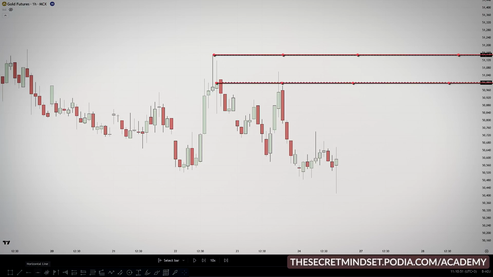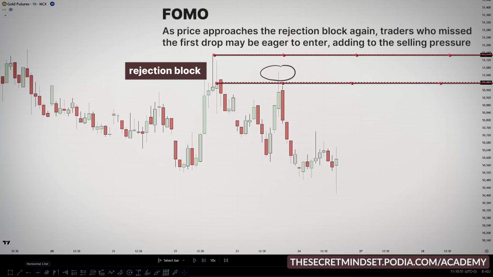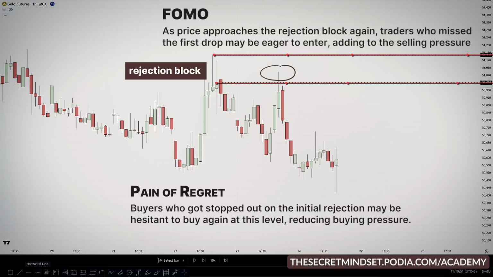This rejection block strategy taps into how traders think and feel. First, there's the fear of missing out. As price approaches the rejection block again, the traders who missed the first drop may be eager to enter, adding to the selling pressure. And we have the pain of regret. Buyers who got stopped out on the initial rejection may be hesitant to buy again at this level, reducing buying pressure.